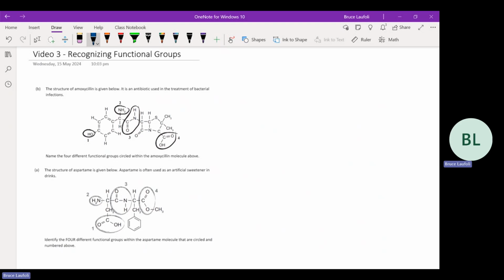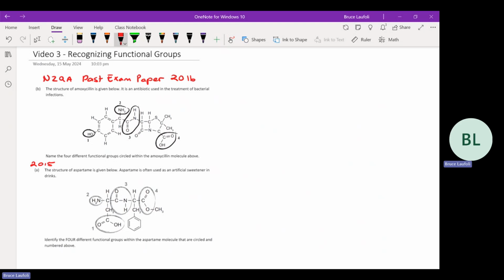functional groups. This over here is from the 2016 and 2015 NZQA past exam papers. That's 2016. This one over here is 2015. Okay, so let's go through it.